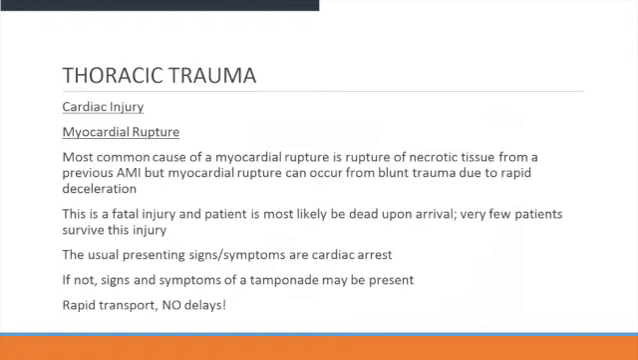So, myocardial rupture. The most common cause of myocardial rupture is rupture of the necrotic tissue from a previous acute myocardial infarction. But myocardial rupture can occur from blunt trauma due to rapid deceleration. This is a fatal injury, and the patient is most likely to be dead upon arrival. Very few patients survive this injury. The usual presenting sign is cardiac arrest. If not, signs and symptoms of a tamponade may be present. Rapid transport, do not delay.